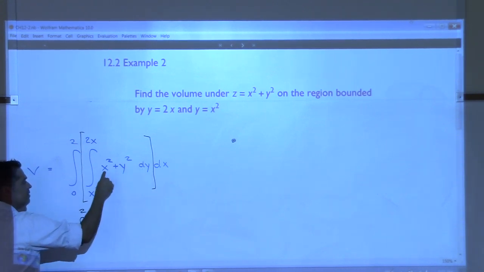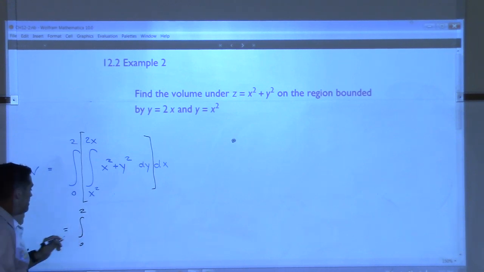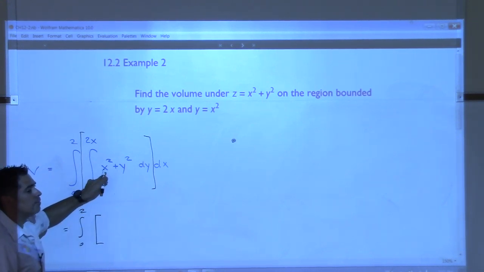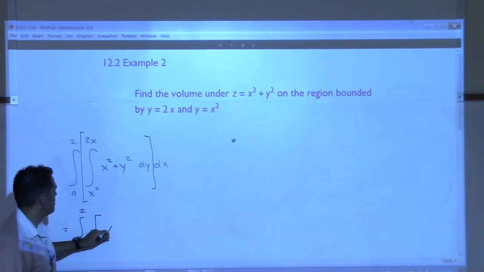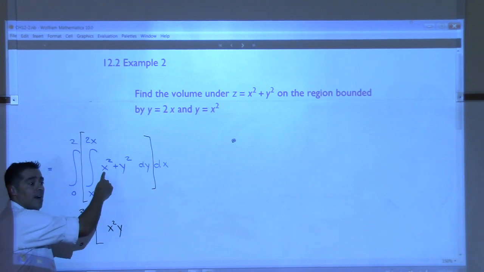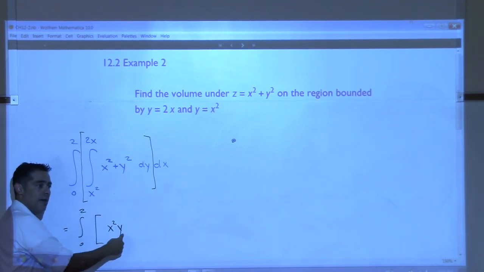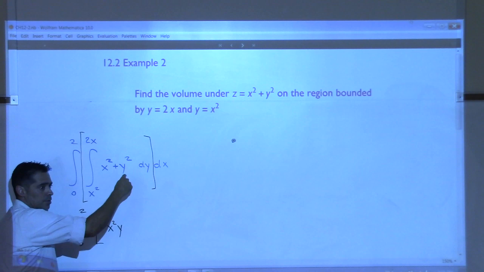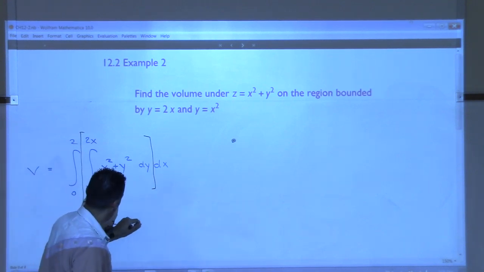So the antiderivative of x squared with respect to y is? With respect to y, right? So yeah, so we're just x squared y, right? Because we're treating x squared like a constant. So the antiderivative of that should just be the constant times y. Now this one will be your 1/3 y cubed. So plus 1/3 y cubed.